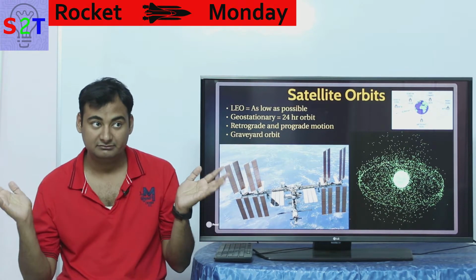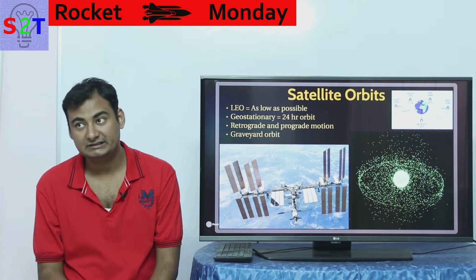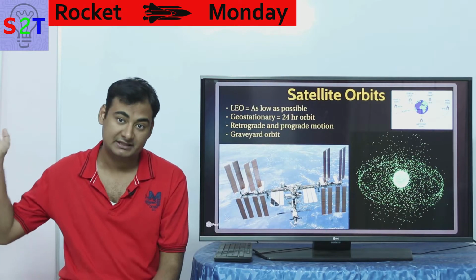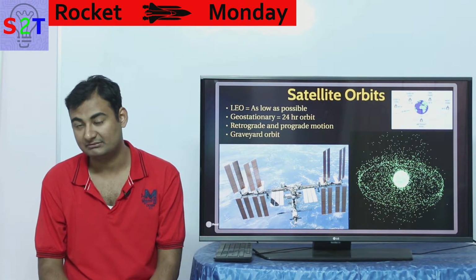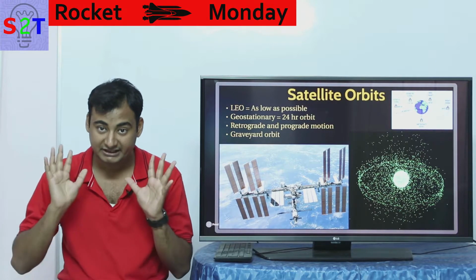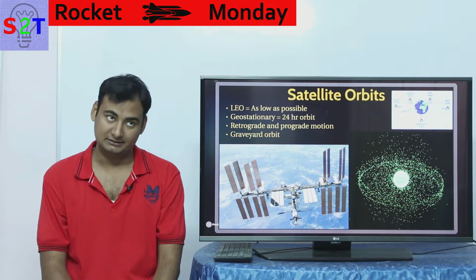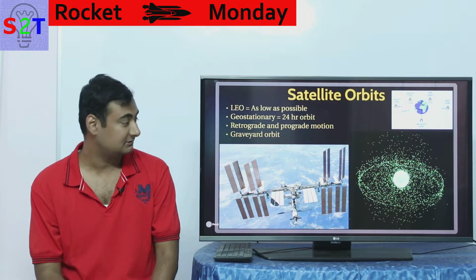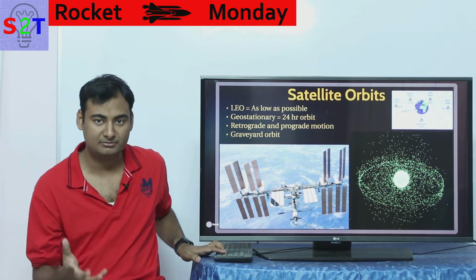Now, can anything come back from graveyard orbit? Unlikely, but it is possible. Let's say a meteoroid hits, or for some reason a lot of solar wind occurred in a very small period of time. It can push things down, and that would be a very bad day if that were to occur. So these are the orbits that you have to understand.